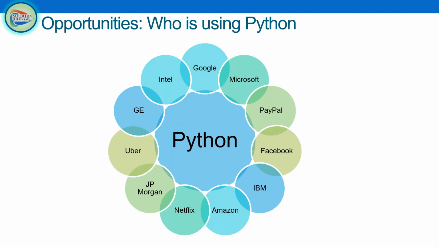Who is using Python? There are many companies using Python. For instance, Google, Microsoft, PayPal, Facebook, IBM, Amazon, Netflix, JP Morgan, Uber, GE, Intel.